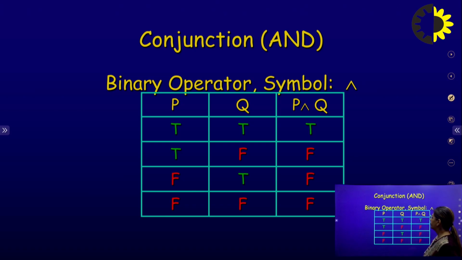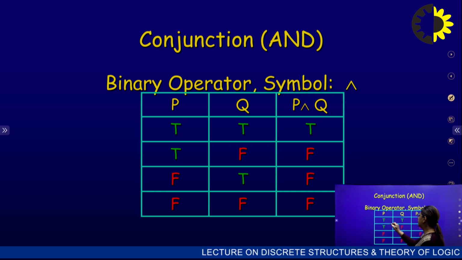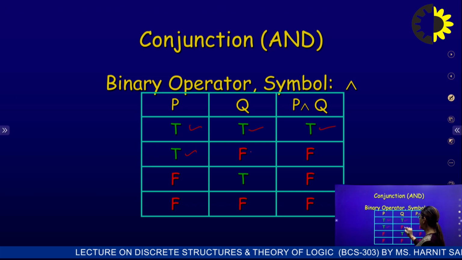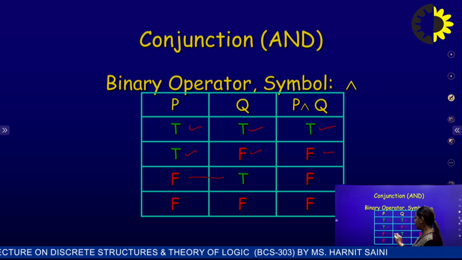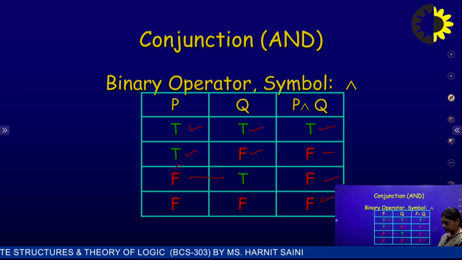Now it is a binary operator. We need two operands for this, P and Q. For an AND statement, only when both are true is it true. Like the first case, T and T: true and true is always true. True and false: if one of them is false, then it is false. If one of them is false, this is false, so it is false. Both are false, then it is always false.